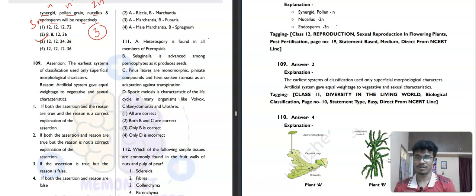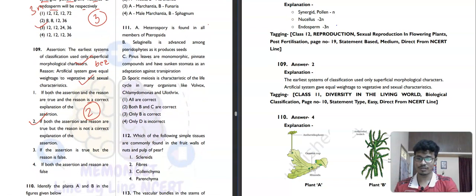Then question number 109. The same assertion reason question. It is saying that the earliest system of classification used only superficial morphological characters. Correct. Then it is saying that artificial system gave equal weightage to vegetative and sexual characteristics. This is absolutely correct. But if you put a because here, as we do in our assertion reason questions, you can see that the reason is not explaining the assertion. I mean, there is no interrelation between them. So that's why the second option will be our correct answer.